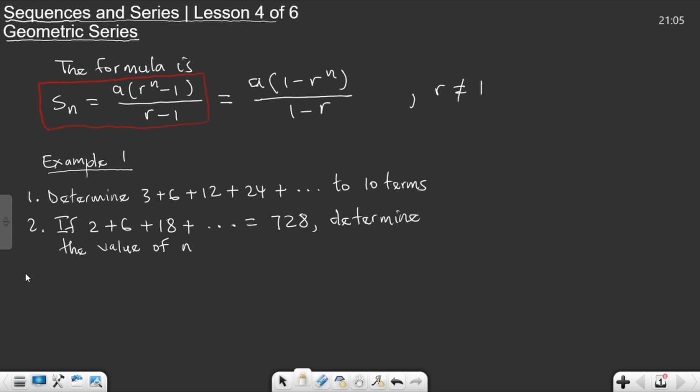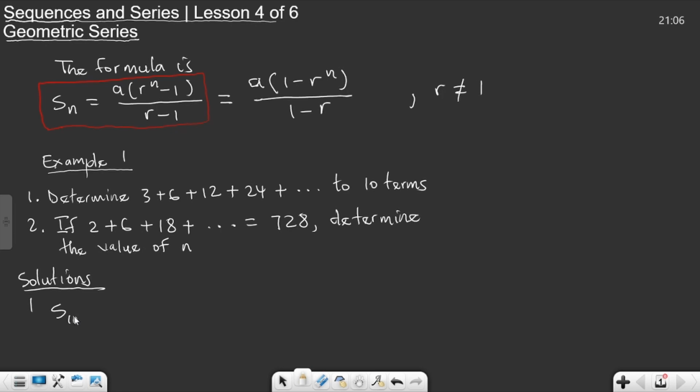Okay, let's start with the first question. You can see this is a geometric series, and if you check, there is multiplication by 2 from 3 to 6, from 6 to 12. So this is a geometric series. What they are telling us to do is to determine the sum of the series up to 10 terms. So they are telling us to calculate what?